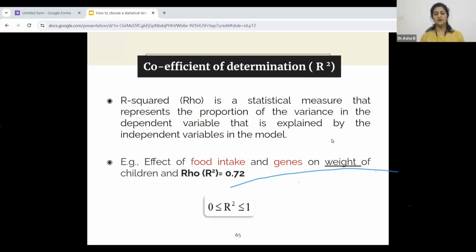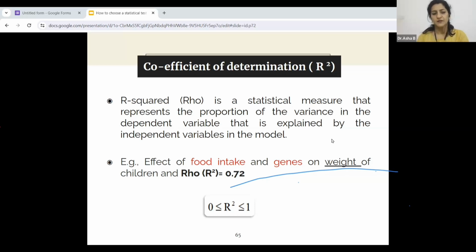One more value which we need to understand when we are applying regression is the coefficient of determination. It's also called R square or rho. This is a statistical measure which gives us the proportion of changes in the dependent variable which can be attributed to the independent variables in the model. Let's understand this again with an example. We have weight as a dependent variable, where we want to see the effect of food intake and genes. So we have two independent variables, food intake and genes, and the dependent variable is weight. When we applied the regression, we got the R square value as 0.72. So what does this 0.72 mean?